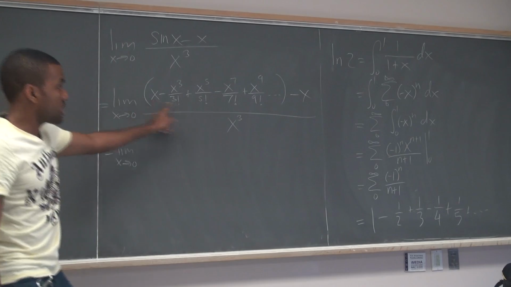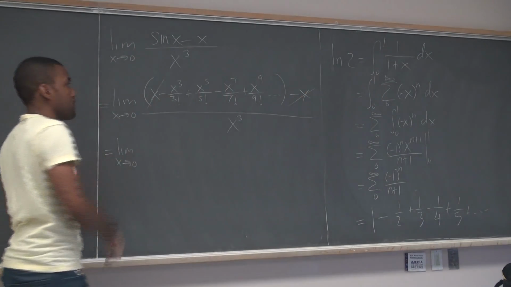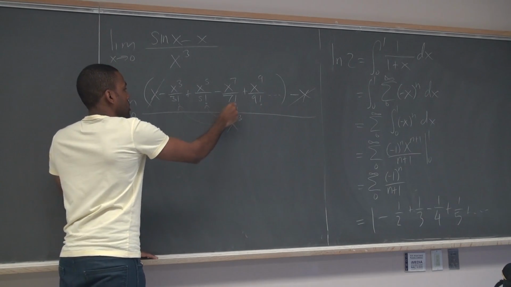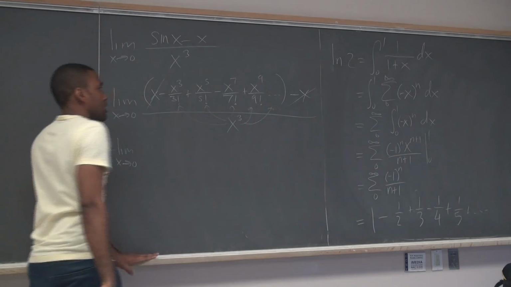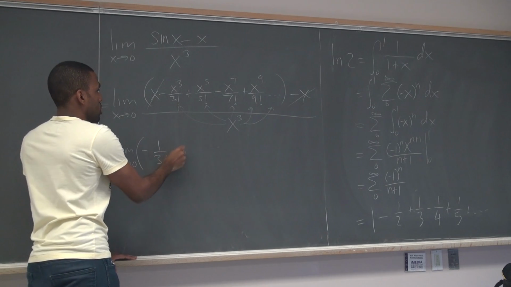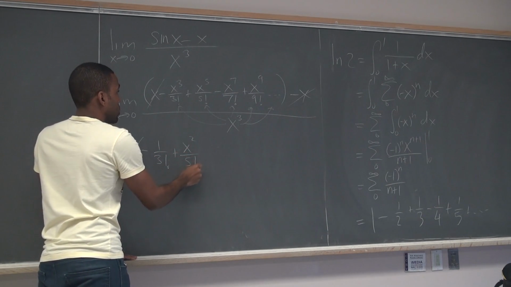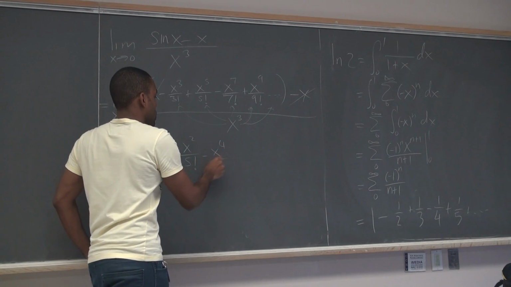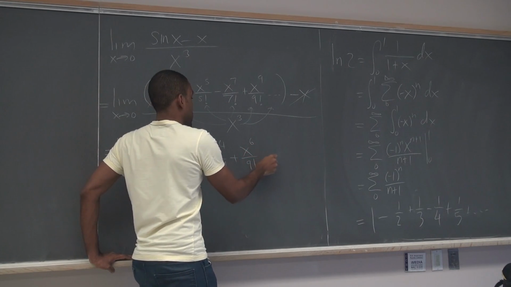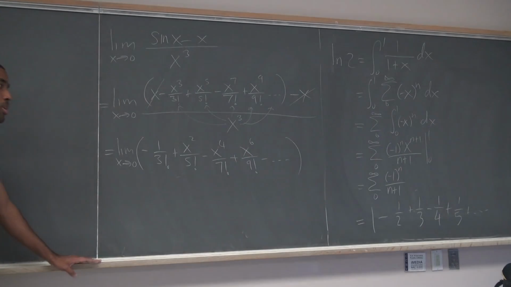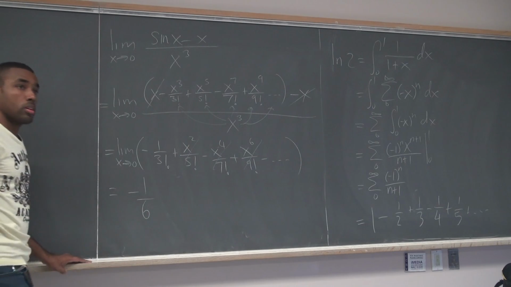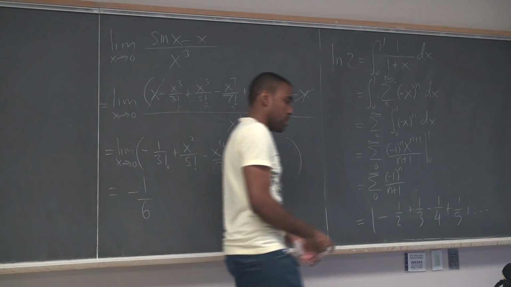Now what's going to happen? I have x minus x. Those guys will die. And then the cube, I can divide into each term. Right? So I'm going to basically have minus 1 over 3 factorial plus x squared over 5 factorial minus x to the 4th over 7 factorial plus x to the 6th over 9 factorial, minus, and so on. Now I plug in x equals 0. Everyone's going to die except the last term, and it's minus 1/6. Do L'Hopital's rule 3 times, you'll get the same answer.